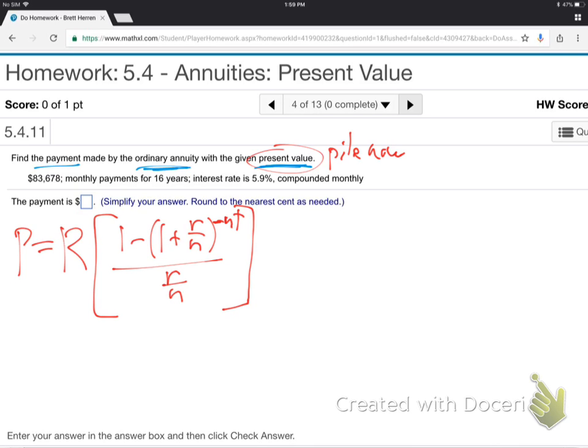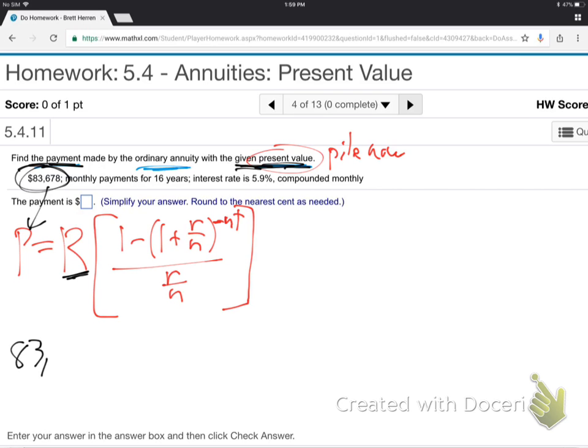So let's see, what are we doing? There's a little different approach. They're saying find the payment, which is R. I'm going to find R. So that means this 83,000 thing is not R. What is it? That must be the present value, the given present value. It's not R, because they're asking me to find R, aren't they?